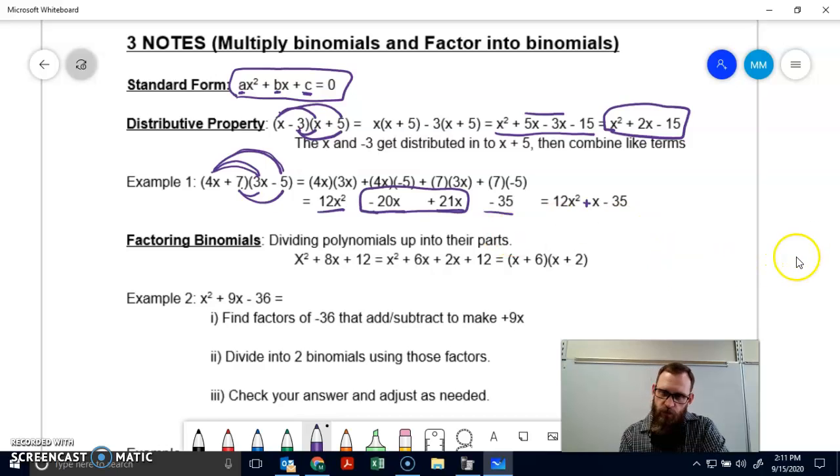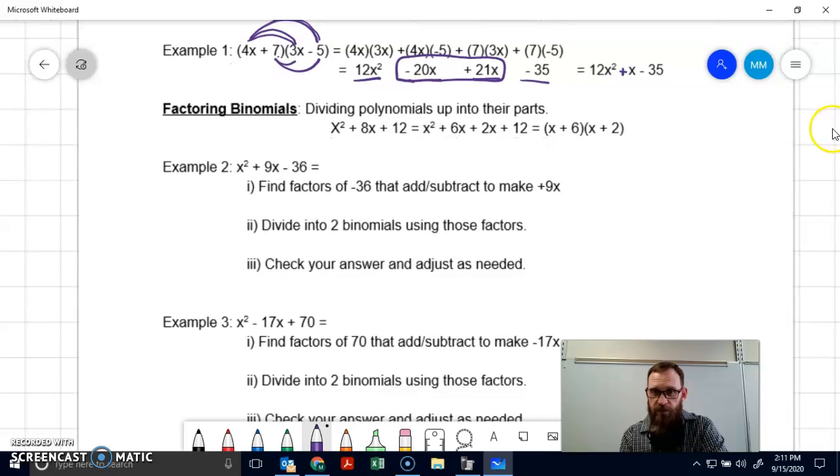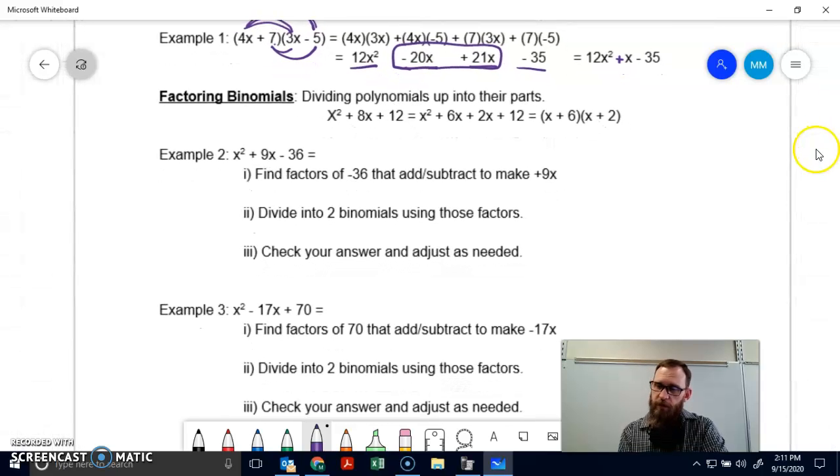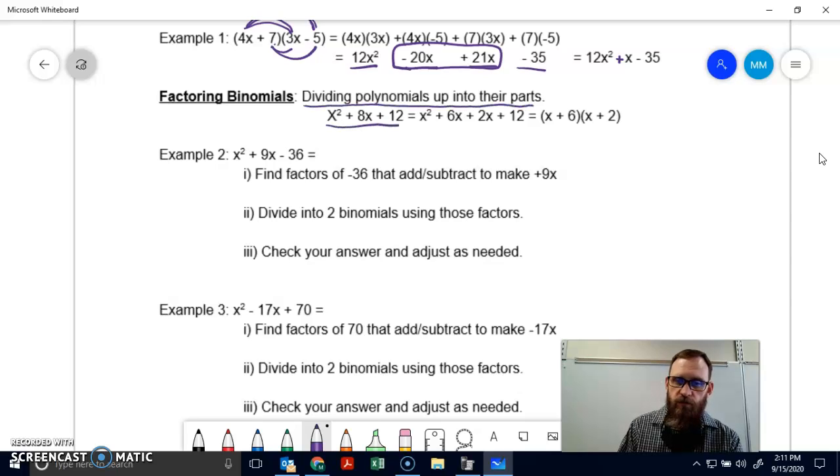Okay, so that's just a quick review of multiplying. What we want to focus on today is factoring these, working backwards. And you did a little bit of this in Algebra 1 as well, but I find students aren't great at it, so we're going to spend a little bit of time on it here. So factoring binomials means dividing polynomials up into their parts. This one, 8x, can be broken up into 6x and 2x. And then broken up further into x plus 6 and x plus 2.